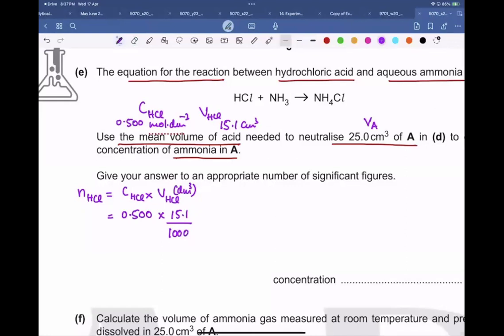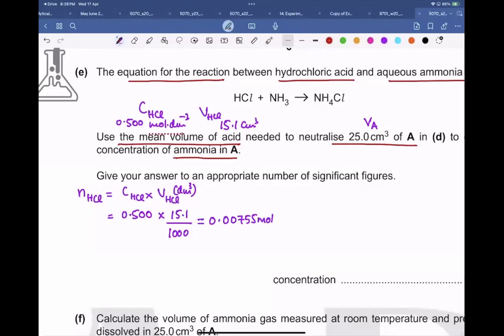Can anyone calculate it and tell me the answer, please? Yes, please, anyone? Okay, it's 0.0. Shamir, your answer is wrong. 0.00755 moles. Is this clear?